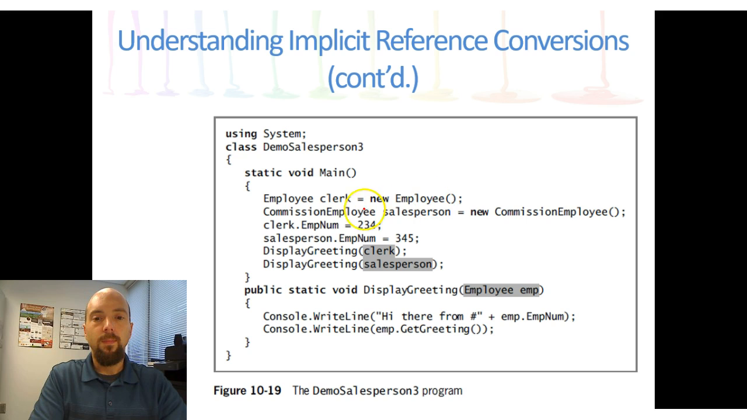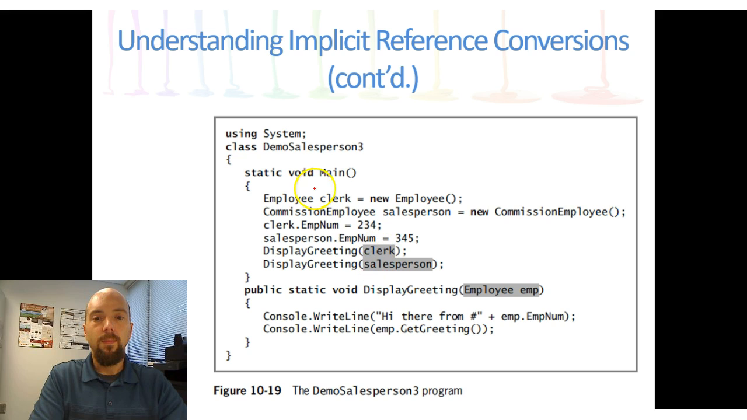All right, so in this case here we have an employee which is called clerk, which is a new employee. And we also have a salesperson, which is a commission employee. And what we're going to do is set the employee number for both of these. And then what we're going to do is turn around and display greeting, and we're actually going to send our clerk object over to this method. And you'll notice that it takes it in as an employee data type and calls it emp. And then what we can do is write line hi there from number and then emp.emp number.